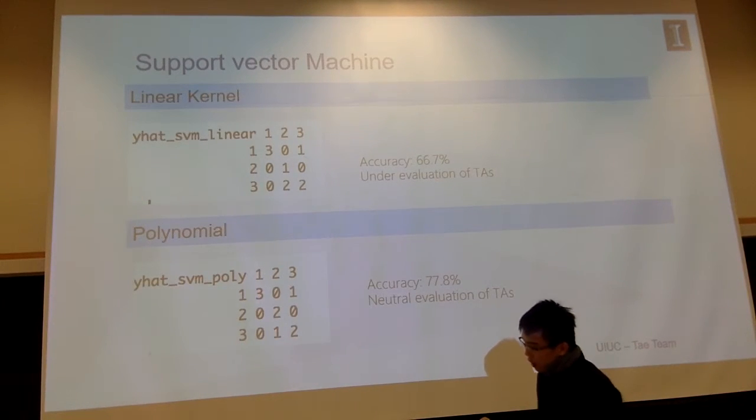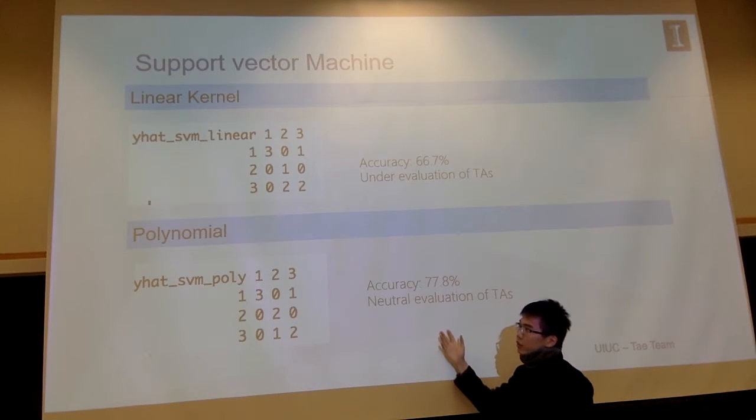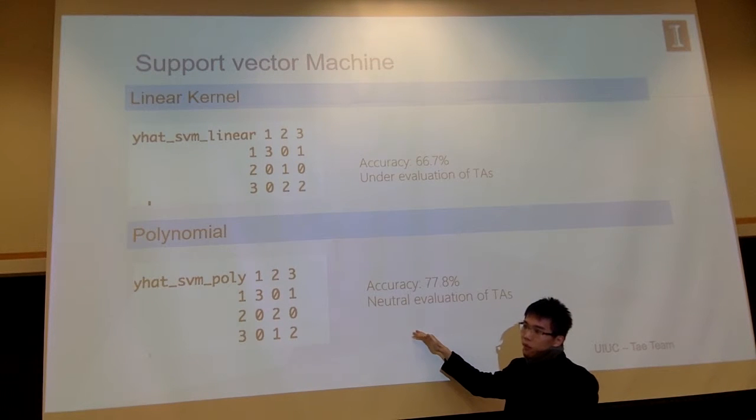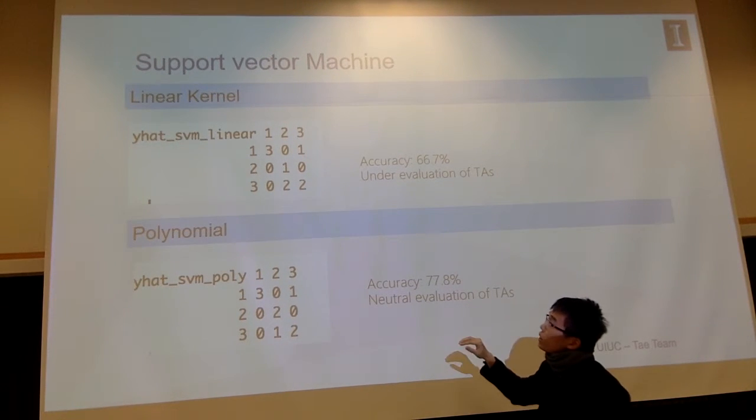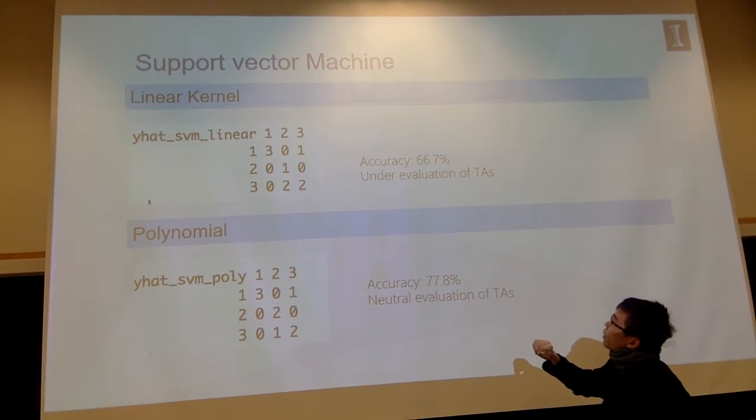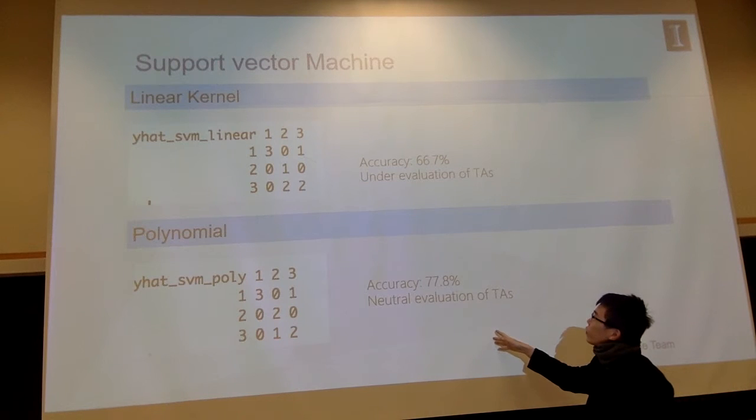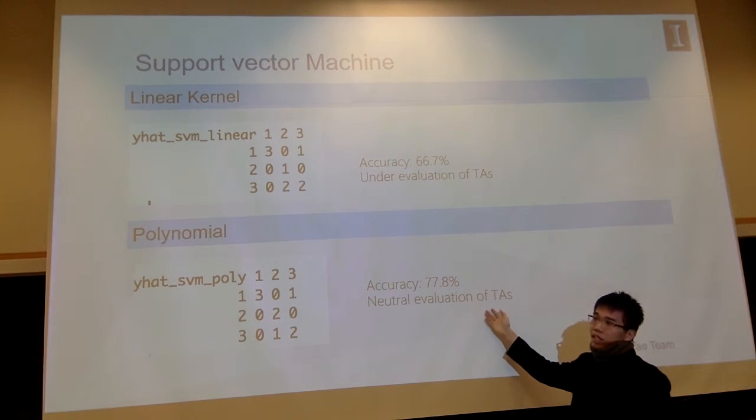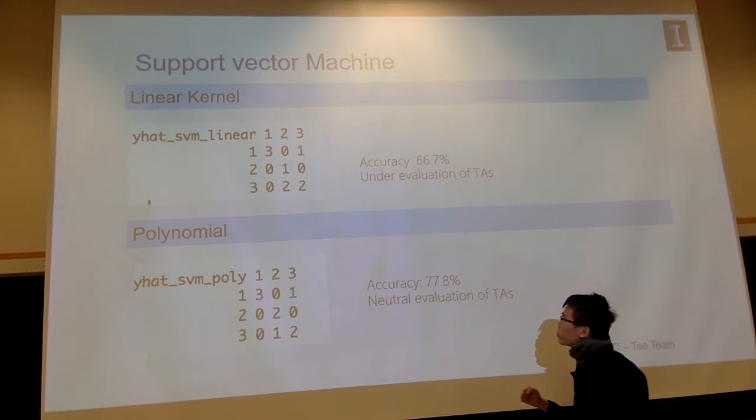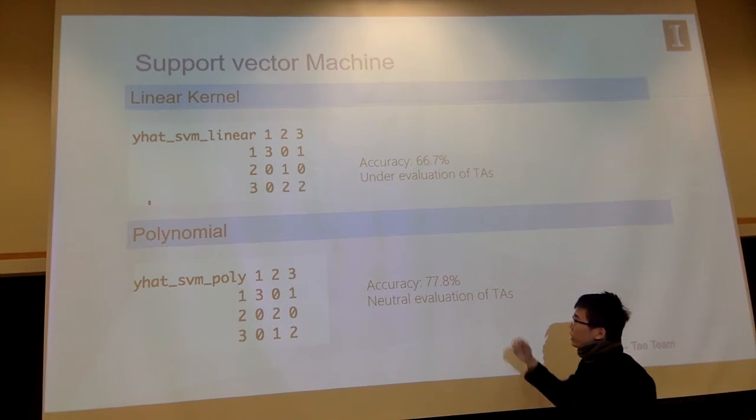And we also investigate one model that has not been covered in class, which is support vector machine. And we try to experiment with two kernel functions, which are linear kernel and polynomial kernel. And we can see that support vector machine really outperforms other classification models with the highest accuracy of 78% with a neutral evaluation of the TA.